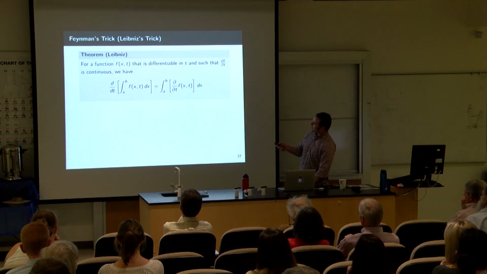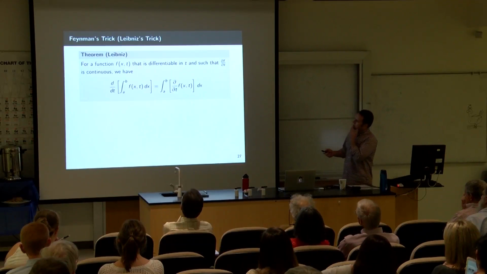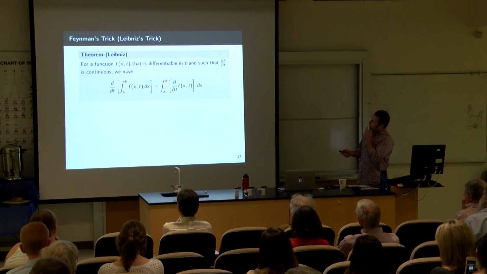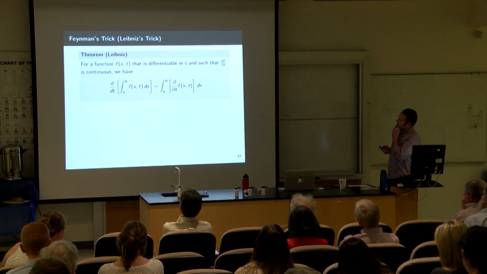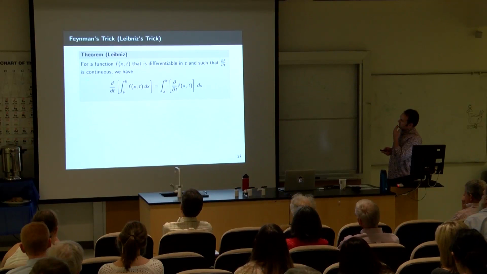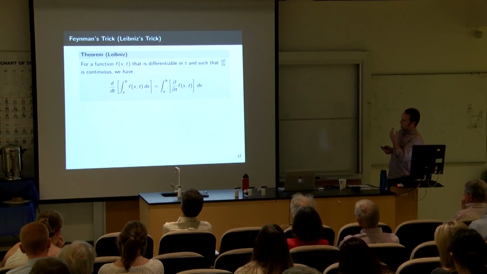It's a theorem due to Leibniz. It doesn't look like it would help us. So if you have a two-variable function that's differentiable in t, and such that the partial derivative with respect to t is continuous. Now, what does that partial mean?